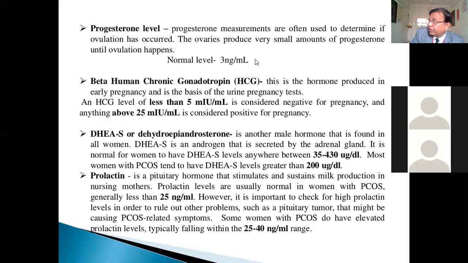Now progesterone level test. Progesterone measurements are often used to determine if ovulation has occurred. The ovaries produce very small amounts of progesterone until ovulation happens. The normal level is 3 nanogram per milliliter.